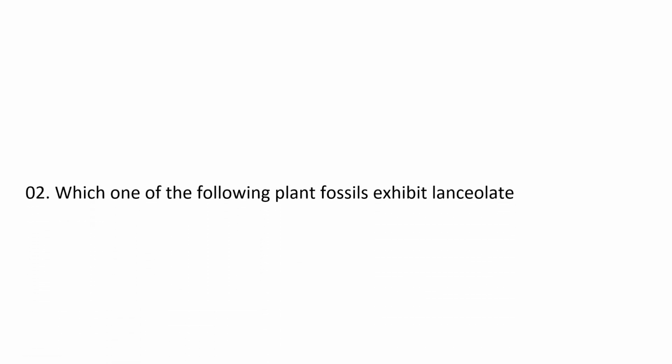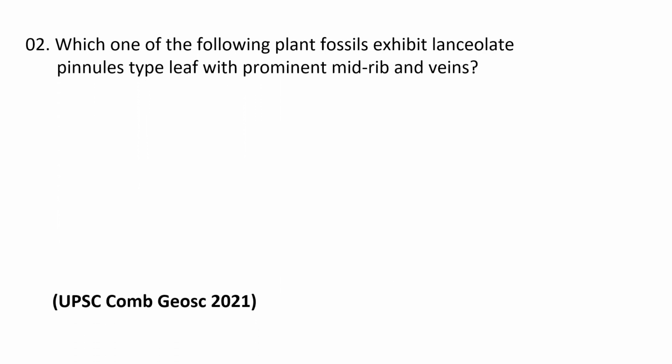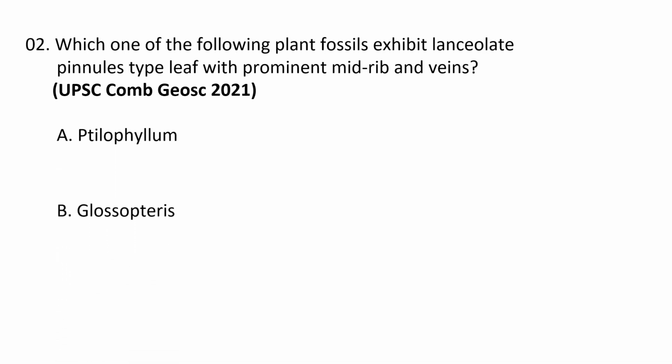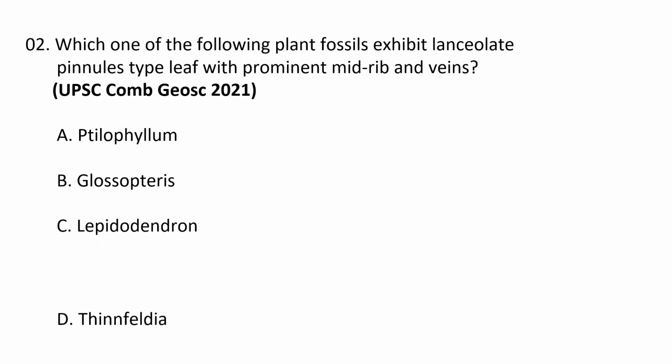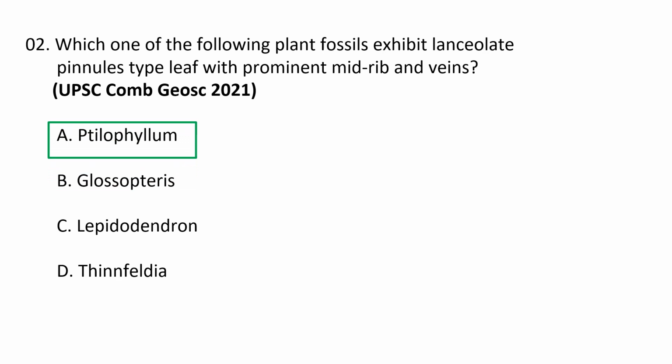Next question. Which one of the following plant fossils exhibits lanceolate pinnules type leaf with prominent midrib and veins? Choices are A. Ptilophyllum, B. Glossopteris, C. Lepidodendron and D. Thinnfeldia. So the correct option is A. Ptilophyllum. Ptilophyllum is a leaf genus and the leaf is compound with a wide rachis and numerous lanceolate pinnules with an entire margin, and the pinnules attach to the upper surface of the rachis obliquely.